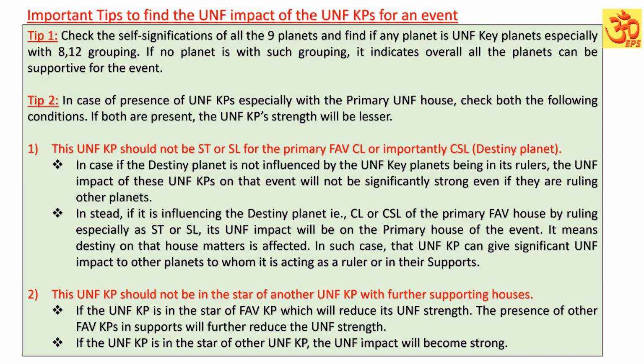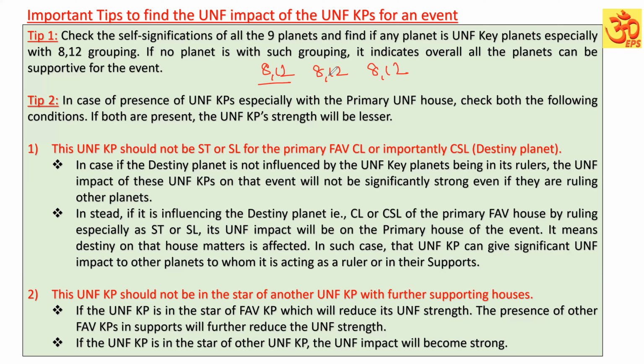What are the tips? Tip number 1: check the self-signification of all 9 planets and find if any planet is an unfavorable key planet, especially with the 8 and 12 grouping. It means check all 9 planets. If an 8 and 12 grouping is present, suppose the 8th Lord occupying the 12th house, or 8 and 12 star lord, or 8 and 12 cuspal sublord, or it can have the 8th Lord and also the 12th sublord. That way, an 8 and 12 grouping is present.